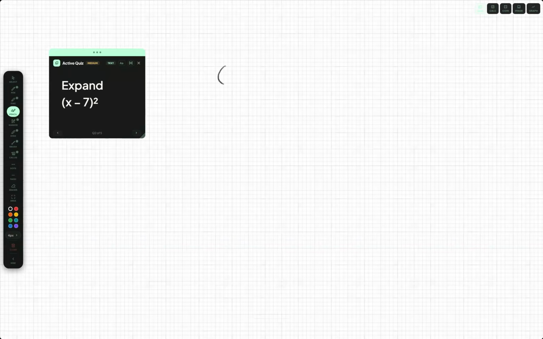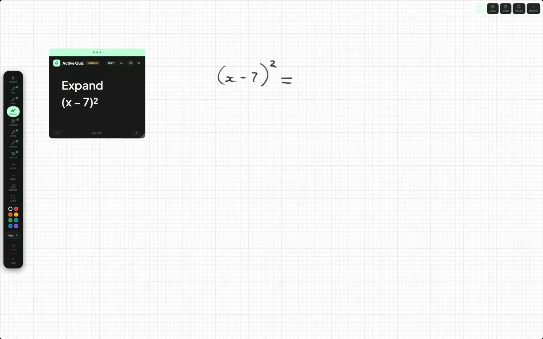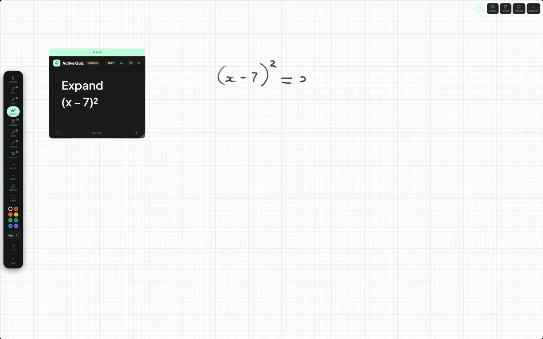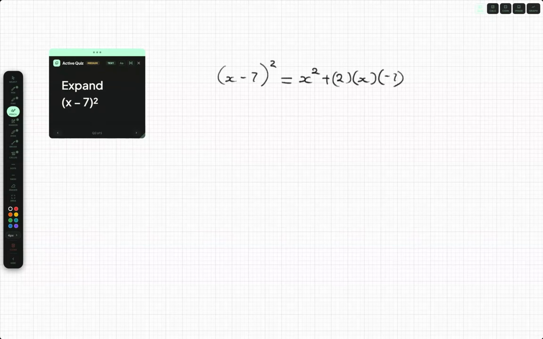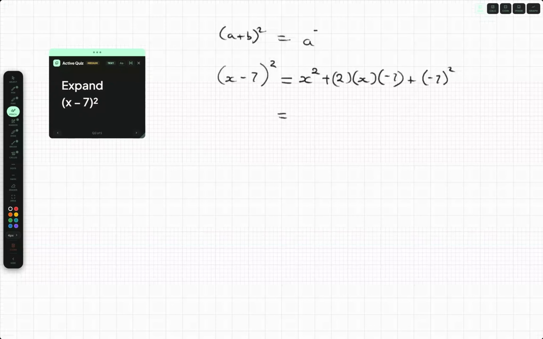Let's do another one. So x minus 7 squared, we know is going to be x squared plus 2 times a and b plus b squared. Alright, just sticking to the formula that a plus b squared is equal to a squared plus 2ab plus b squared, which is our perfect squares formula.